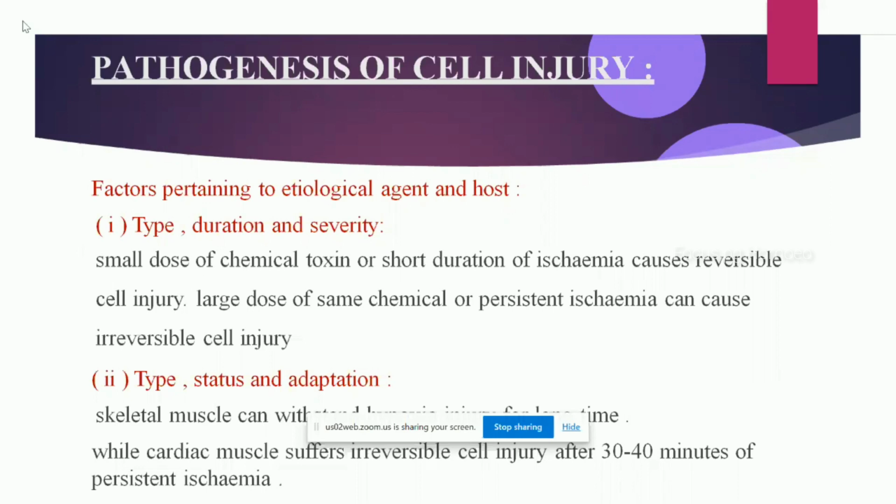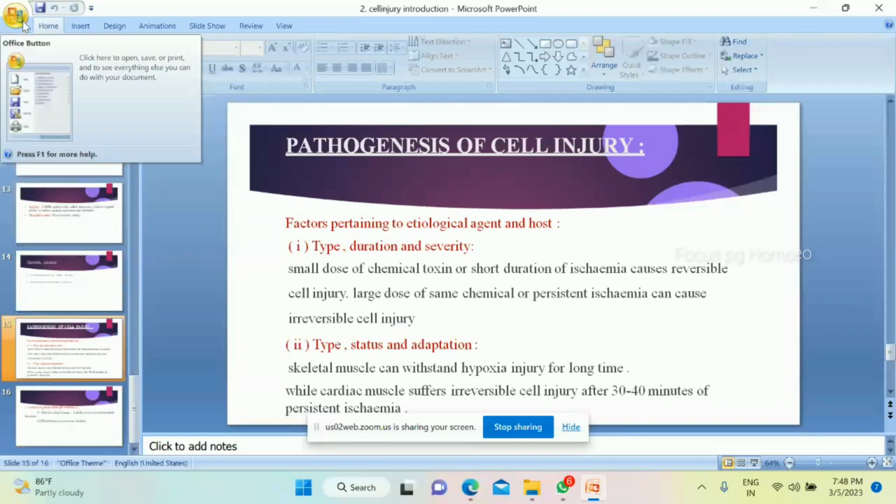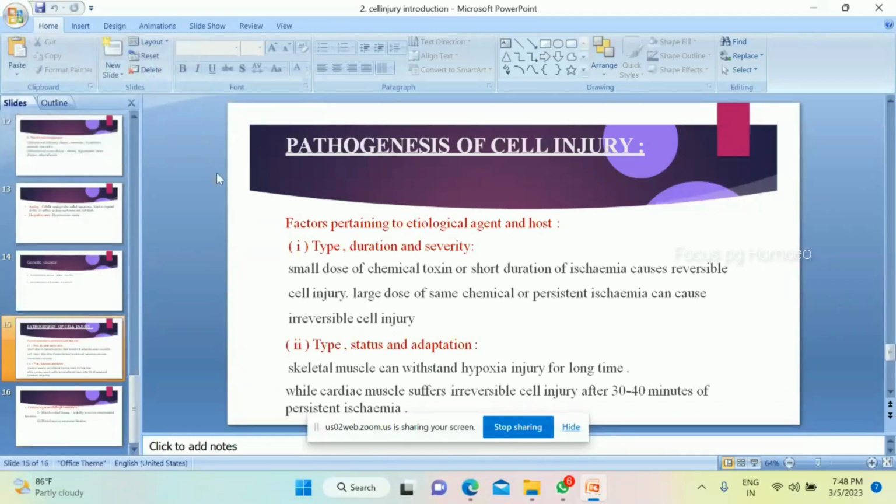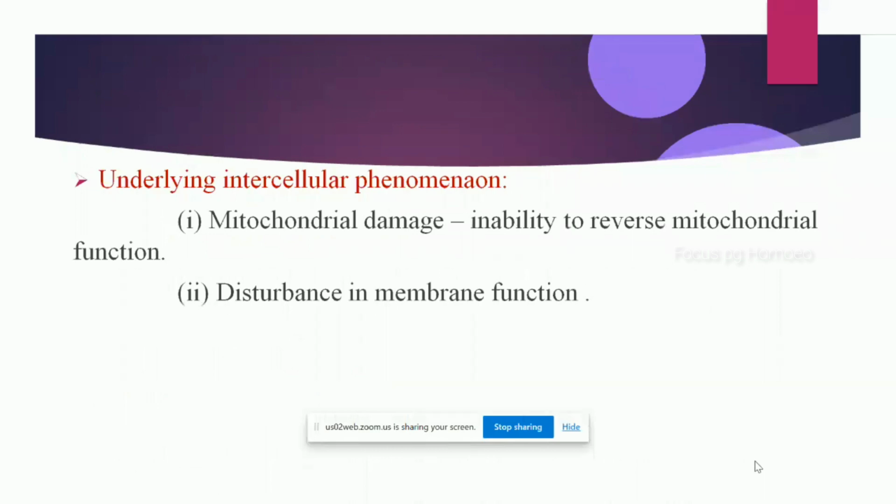Next is type, status and adaptation of the cell. Skeletal muscle can withstand hypoxia injury for a long time, while cardiac muscle suffers irreversible cell injury after 30 to 40 minutes of persistent ischemia.